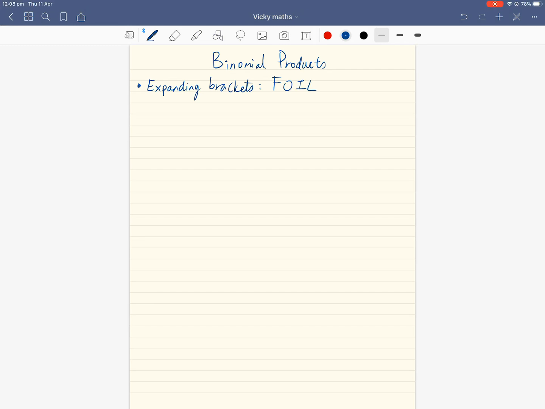So first, outer, inner, last. We also had some special patterns that we recognize. In particular, a plus b squared is a squared plus 2ab plus b squared. A minus b squared is a squared minus 2ab plus b squared. And a plus b times a minus b is the same as a squared minus b squared.